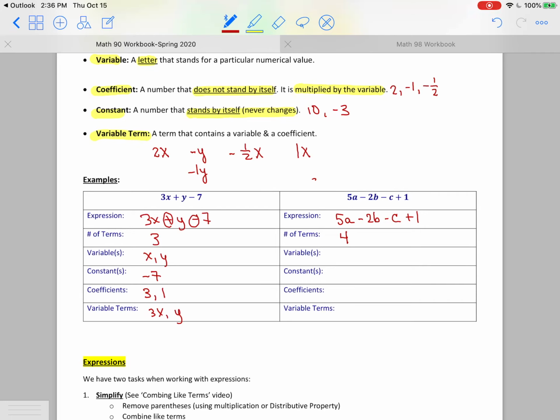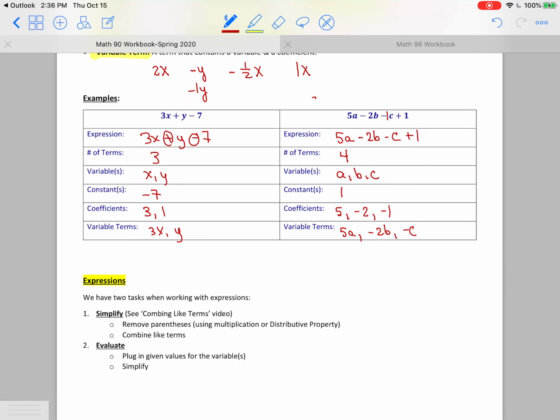Our variables in this expression are a, b, and c. Our constants, we only have a constant at the end, which is our 1. Our coefficients, well, the a has a 5 in front, the b has a -2 in front, and the c, even though we don't see it, -1 sitting right here. And variable terms, we've got a 5a, a -2b, and a -c.